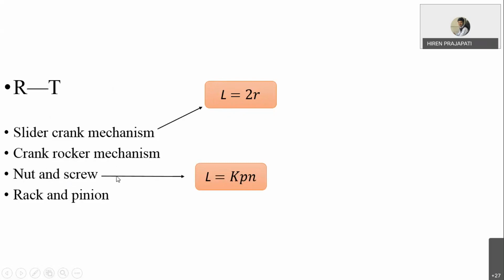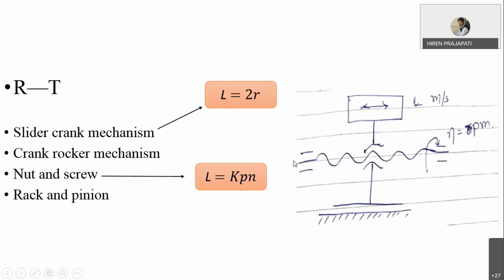Now next is nut and screw. To understand that, you can see this picture is indicating one screw which is rotating with speed n, small n. And then we have one nut. This nut is fixed on a longitudinal guide, and here we have, suppose, a carriage. For example, if you take longitudinal feed, then this can be a lead screw, and this is the carriage of a single point cutting tool, right?